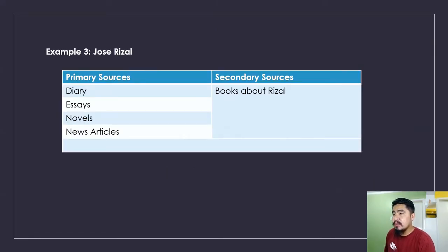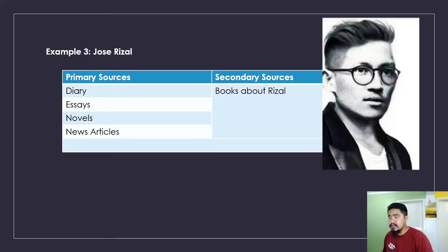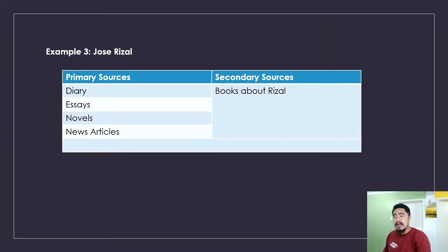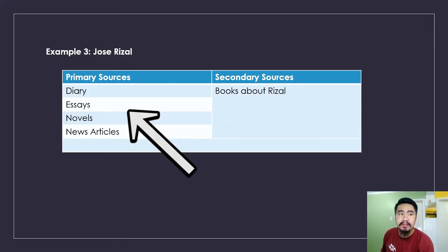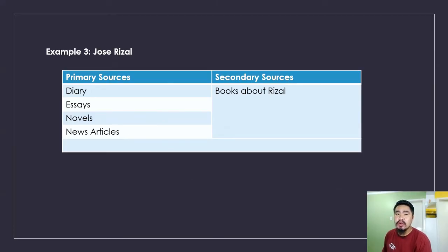Then, a third example would now be yung kay Jose Rizal. So, Jose Rizal wrote a lot of documents. So, he wrote a diary nung kabataan niya, essays, novels, then news articles dun sa La Liga Filipina. Now, itong mga to is considered to be primary source when we attempt to document or analyze the life of Jose Rizal. So, primary source siya.